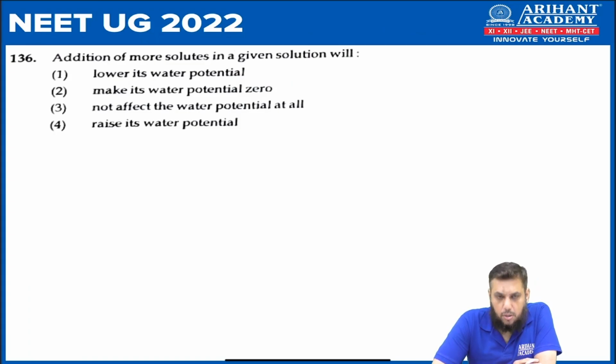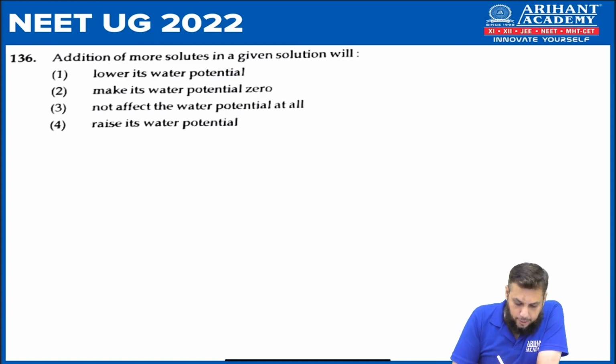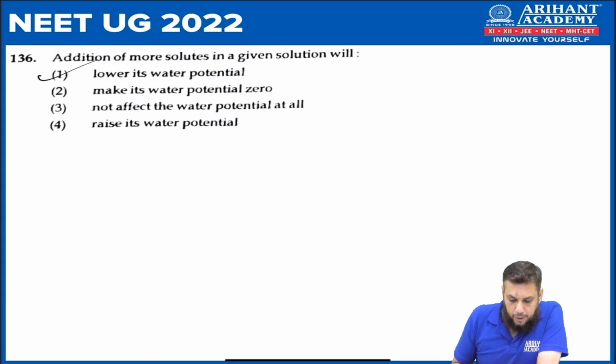136, once again transport in plants. Addition of more solutes in a given solution will... So if you add solutes to a given solution, it will lower its water potential. It will make it more negative. So for 136, the correct answer will be 1. Water potential will be 0 when it's pure water. And adding solutes is going to affect the water potential by lowering it.